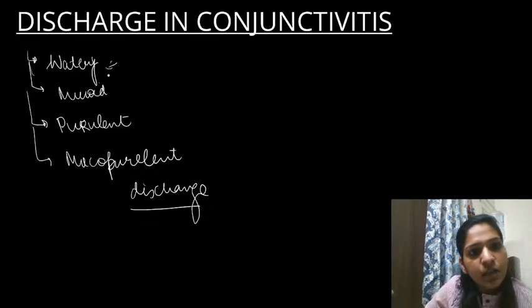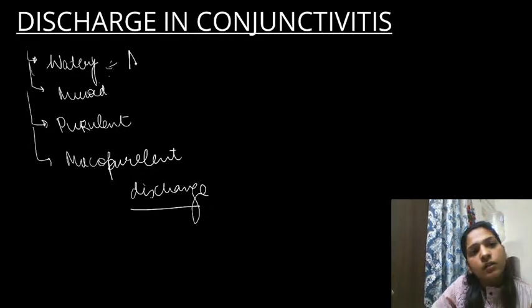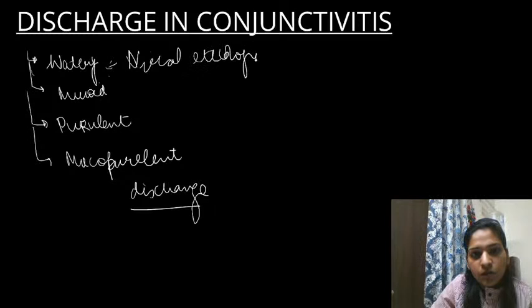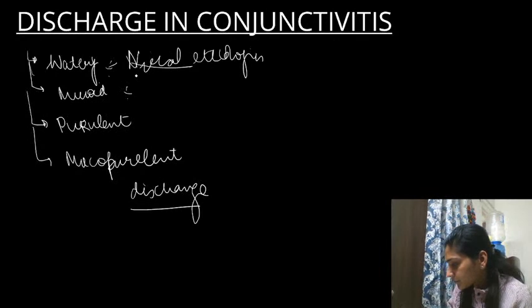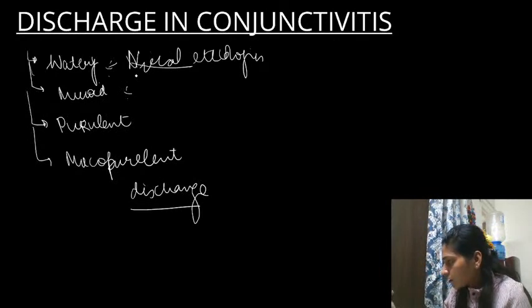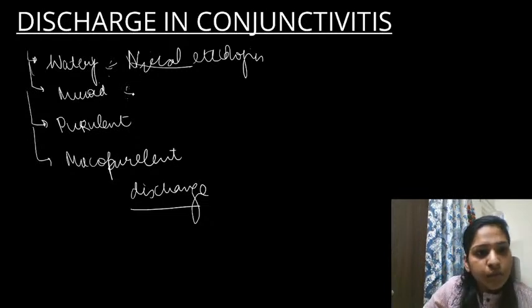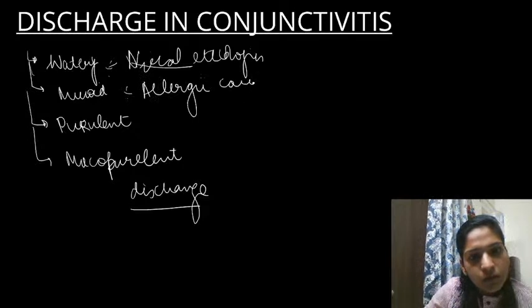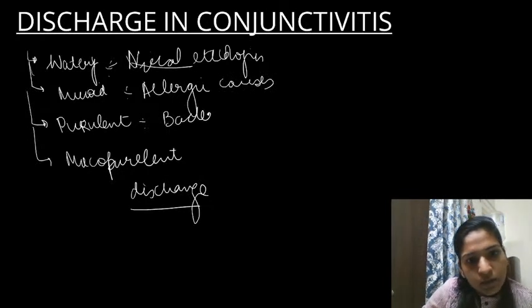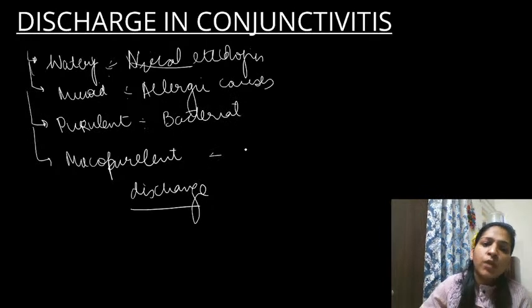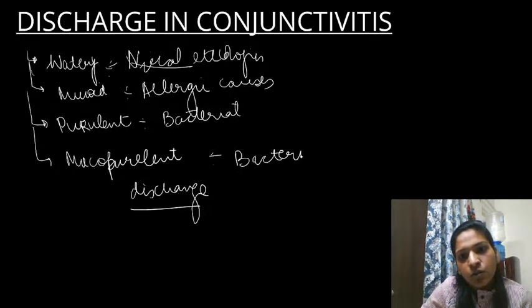Now just tell me what are the causes of watery discharge. So viral etiologies will have a watery kind of discharge. Mucoid, allergic causes. Purulent, bacterial causes. And mucopurulent, bacterial, in which gonococcus and meningococcus are the two main causes of mucopurulent discharge.